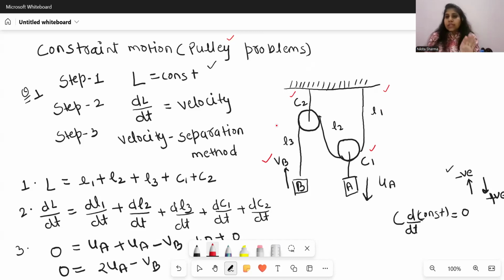In order to solve such types of questions, we simply follow three simple steps. Step number one: the total length of the entire string will be constant. Step number two: we will differentiate this length with time, which will give us velocity. And as we have the velocity, in step number three, we will use the velocity separation method to solve the equation we get from the previous step.